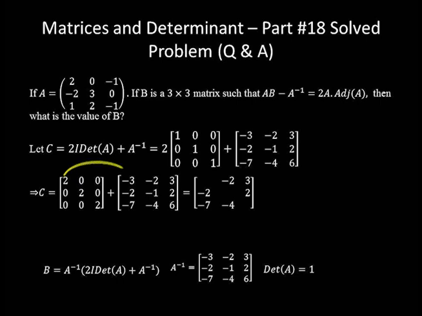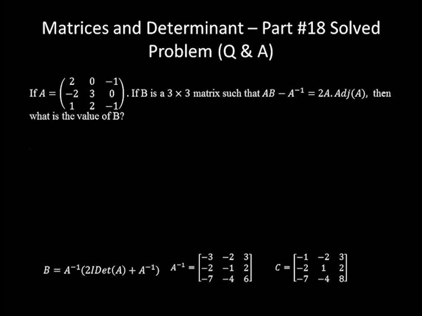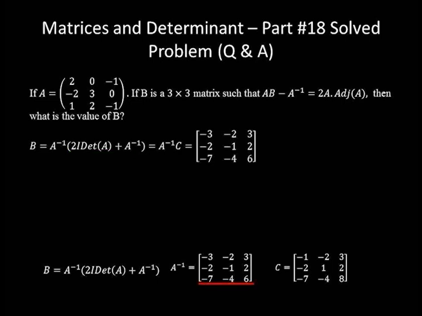2 plus negative 3 is negative 1. 2 plus negative 1 is positive 1. 2 plus 6 is 8. At this stage, we can solve matrix B by multiplying A inverse and matrix C, meaning matrix B equal to A inverse times twice of identity matrix times determinant of A plus A inverse, which is equal to A inverse times. We already designate the expression inside the bracket as matrix C, which is equal to A inverse is this 3 by 3 matrix, and the designated matrix C is this 3 by 3 matrix.